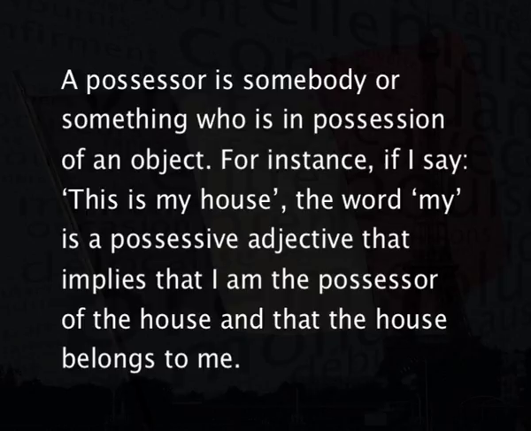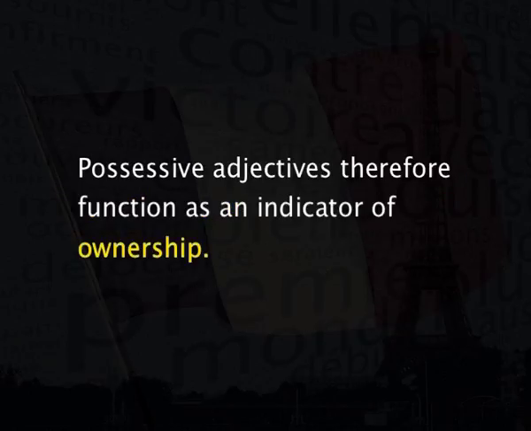For instance, if I say, "This is my house," the word "my" is a possessive adjective that implies that I am the possessor of the house and that the house belongs to me. Possessive adjectives therefore function as an indicator of ownership. Having explained the function of possessive adjectives, let me next show you how possessive adjectives are used in a sentence.